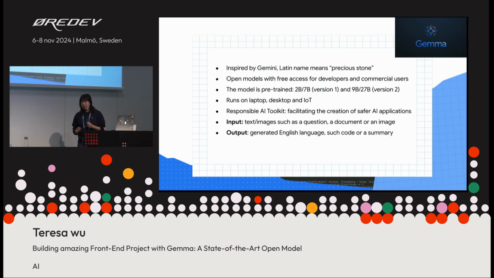So if we have this powerful product of Gemini, what is Gemma? Gemma is inspired by Gemini. The Latin name means precious stone. And this product was first announced in London, in a Google office in London, because they have lots of AI engineers working in the London office. It's an open model.